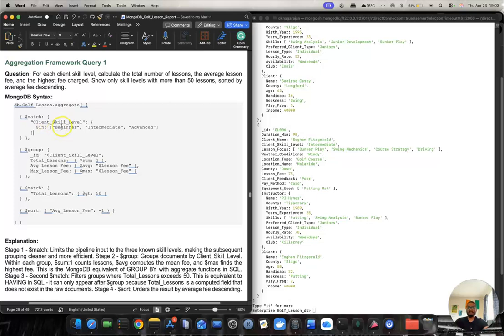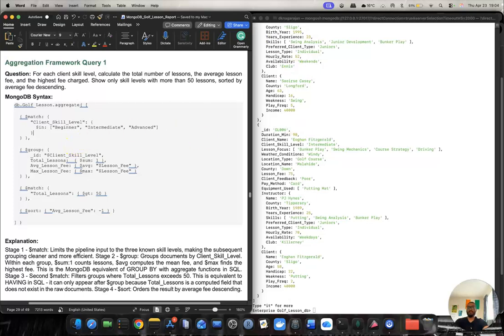The reason to place this match filter at the very beginning is efficiency. Every document that doesn't match here is dropped from the pipeline immediately, so the group stage never has to touch it. In a collection of 1,000 documents this matters less, but in a production database with millions of records, filtering early can make an enormous difference to performance. Placing $match first is a standard best practice in MongoDB pipeline design.